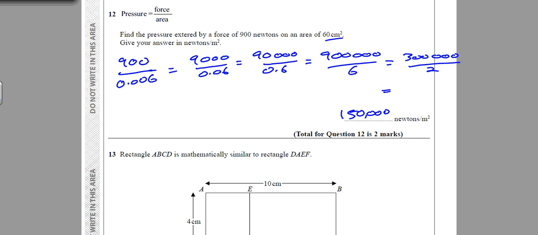So first of all, we've got to be able to convert between centimeter squared and meter squared. And once we've done that, we've got to know how to divide with decimals. And the way we divide by decimals is we times by 10 top and bottom as a fraction until we're not dividing by decimals anymore.